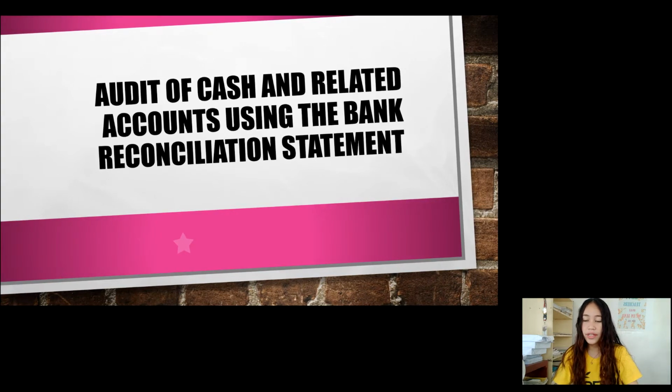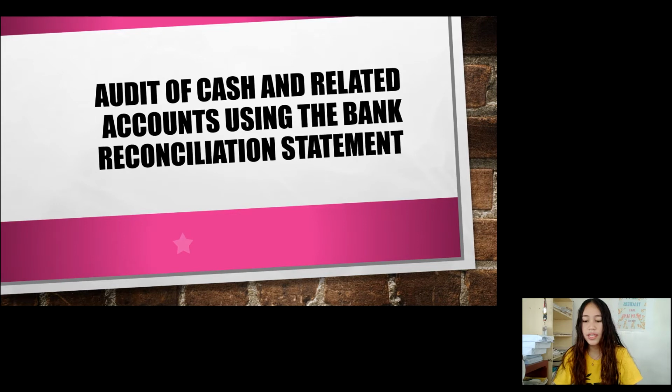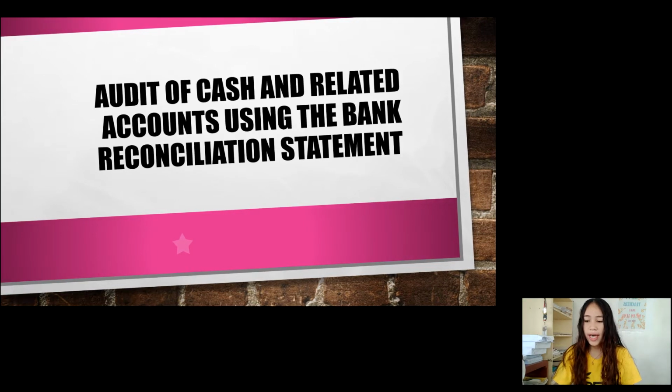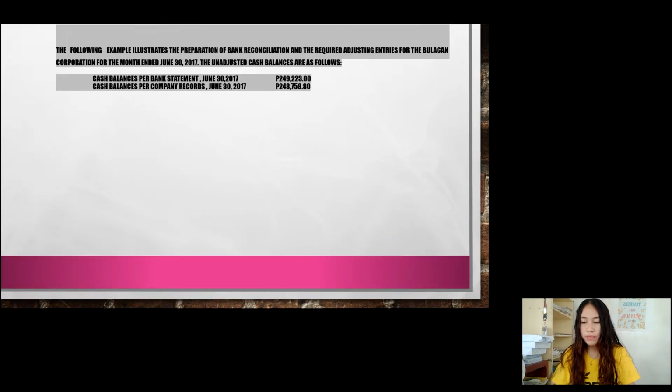And we have here the following example that illustrates the preparation of a bank reconciliation and the required adjusting entries for the Bulacan Corporation for the month ended June 30, 2017. The unadjusted cash balances are as follows: cash balance per bank statement on June 30, 2017 amounting to 249,223 pesos, and cash balance per company records on June 30, 2017 amounting to 248,758.80 pesos.